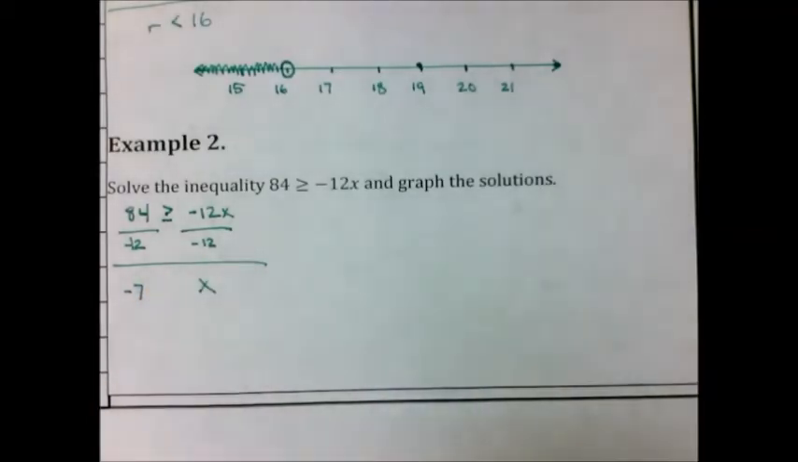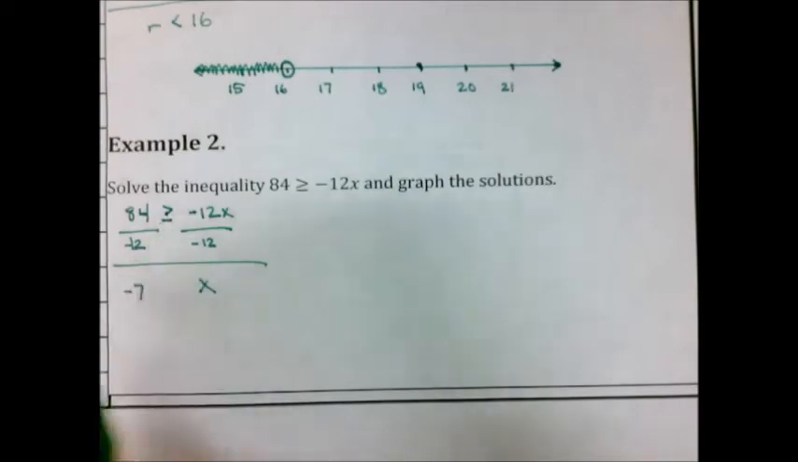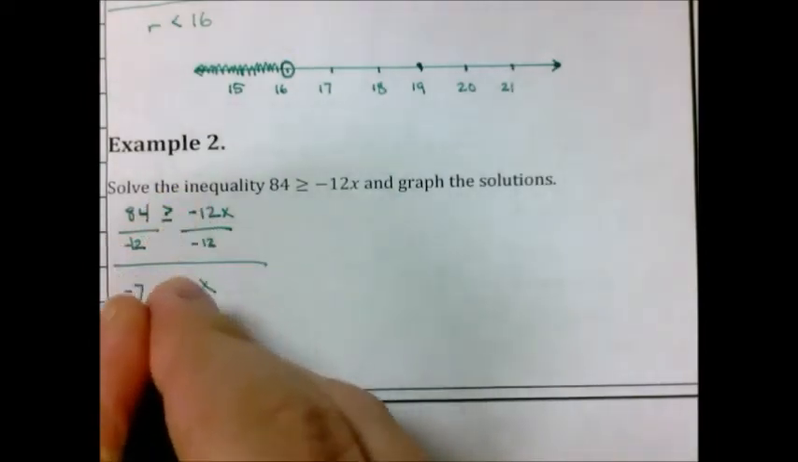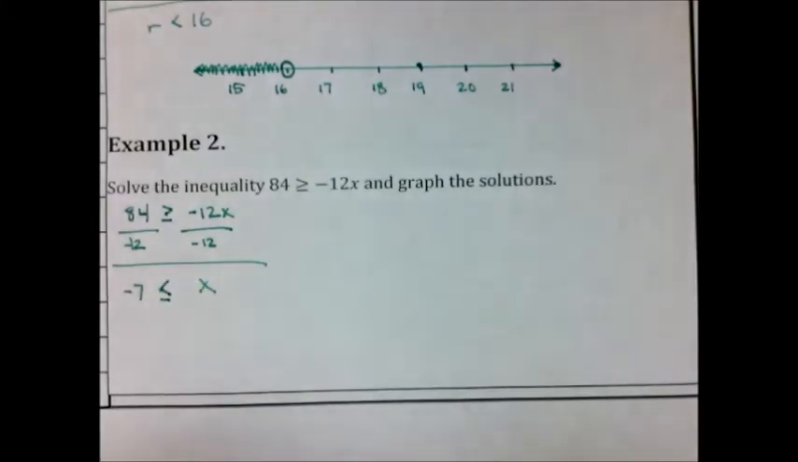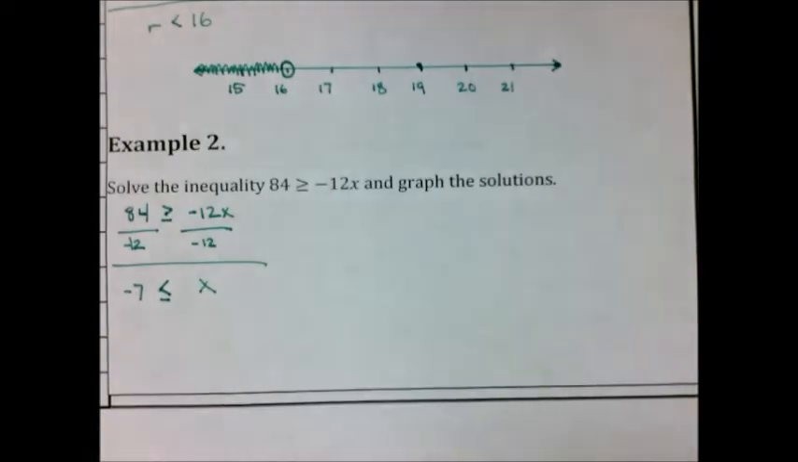Now remember though, if you multiply or divide by a negative number when you're dealing with inequalities, you have to flip the sign, which means that now, instead of greater than or equal to, it is now less than or equal to. Okay, so it's now negative 7 is less than or equal to x because we divided by a negative.